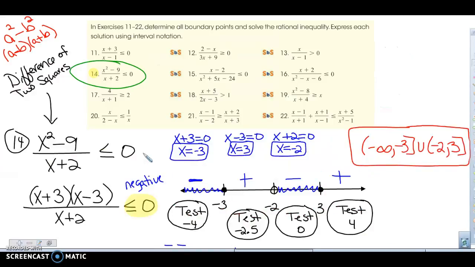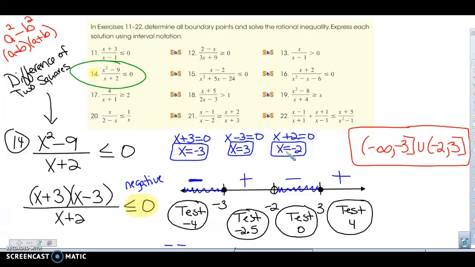All right, let's take a look at this particular problem, number 14. So we do have everything on one side, 0 on the other. We're going to go ahead and factor the numerator. Notice it's the difference of 2 squares. There's nothing for me to cancel. So what I'm going to then do is set each part of the numerator equal to 0, each factor that contains a variable, and each portion of the denominator equal to 0.